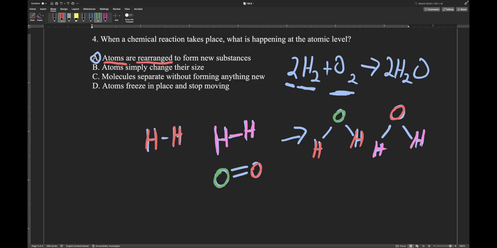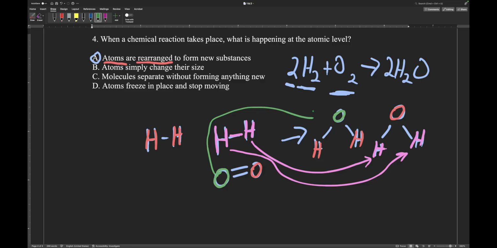Right, and then let me do the purple ones. This H over here, this H there. Okay, oxygen right here, red oxygen over here. So the atoms are rearranged. Again, the key word, they're rearranged. All right.